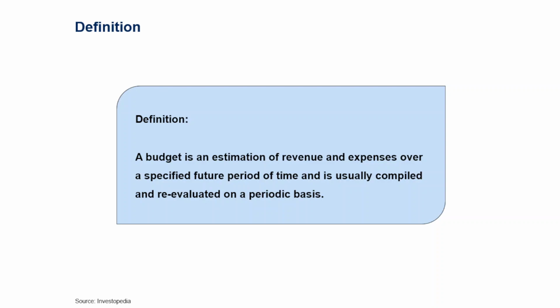So budgeting, or building a budget, is an estimation of revenue and expenses over a specific future period of time, and is usually compiled and reevaluated on a periodic basis. So we look at the revenues, the expenses, and we plan this for the upcoming period, normally the next year or the next 5 years or 3 years. And every year this process is repeated and the budget is reevaluated.